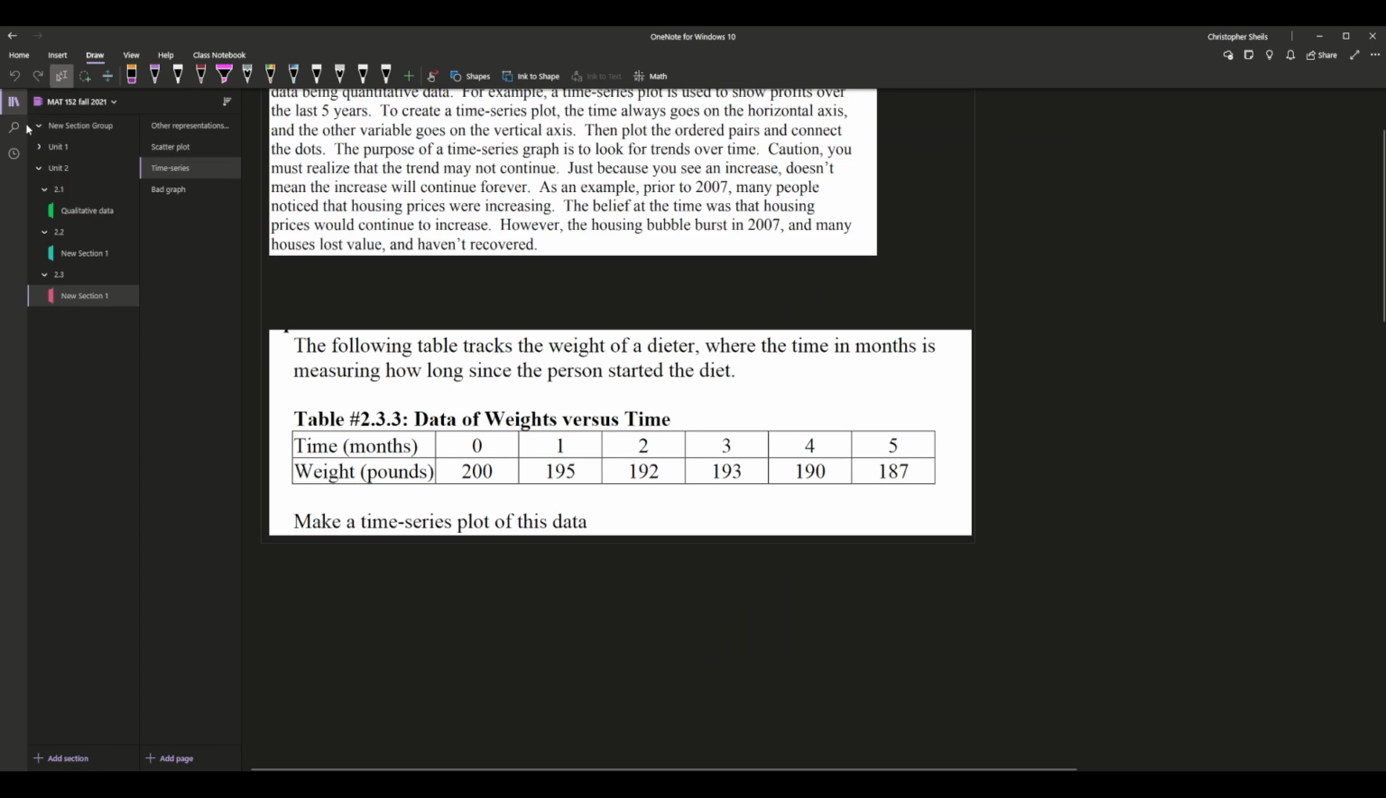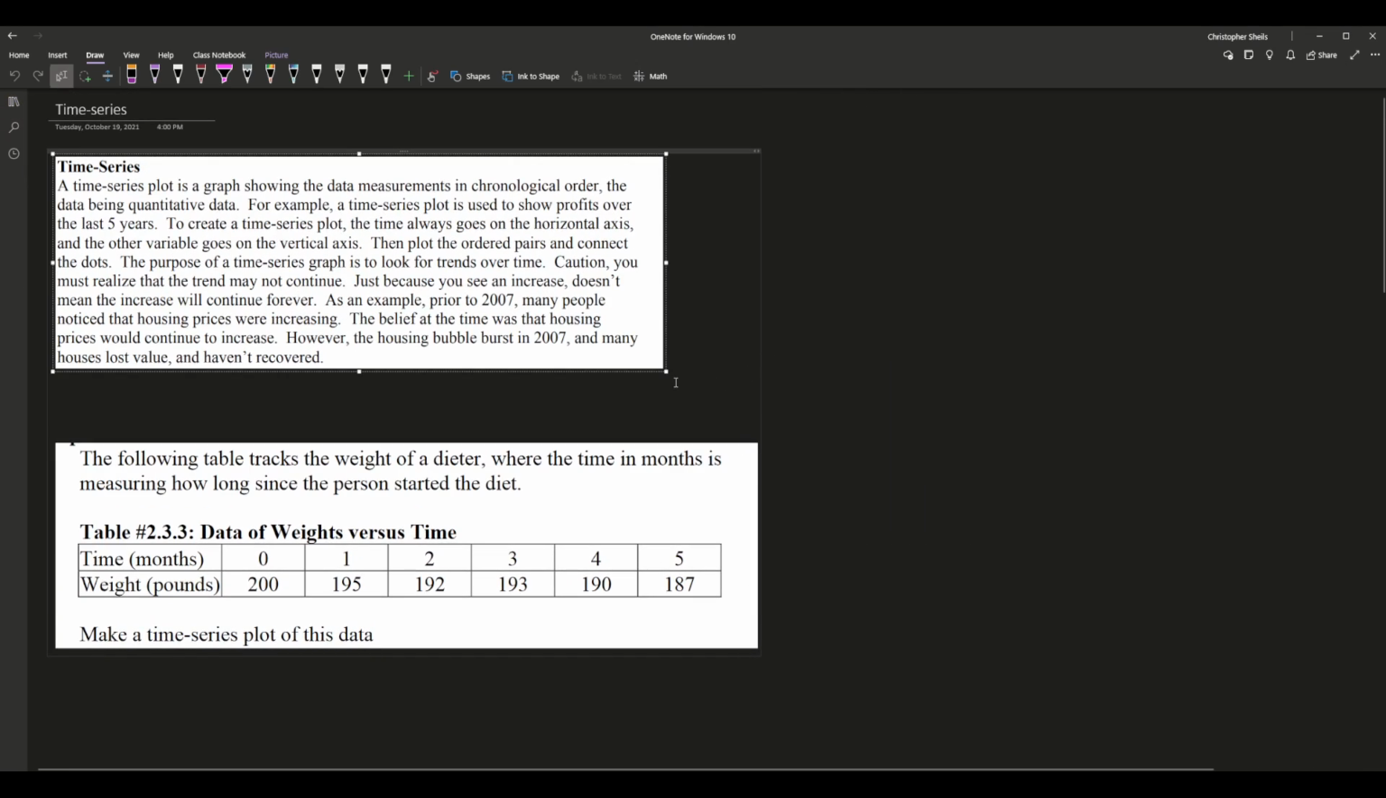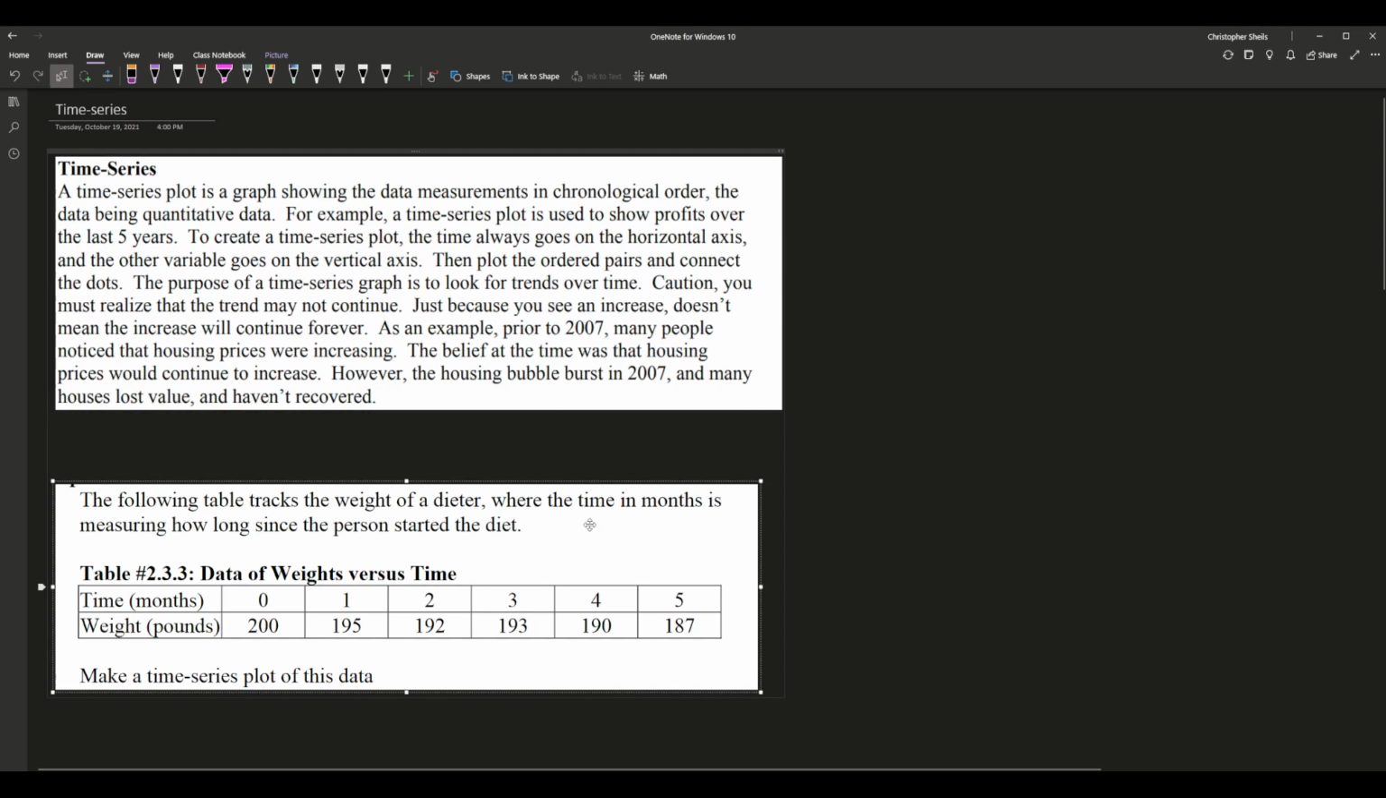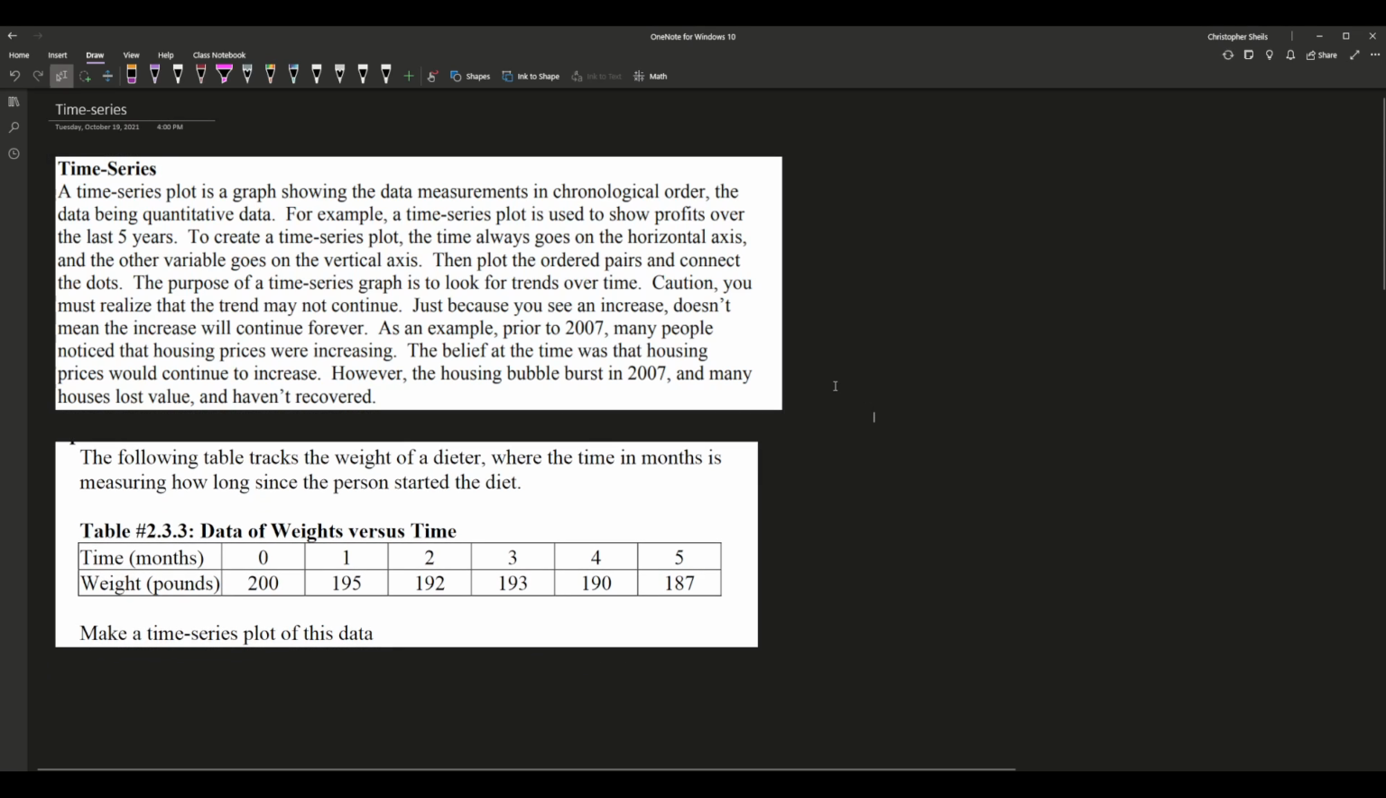And the last type of plot that we're going to look at here are time series plots. A time series plot is a graph showing the data measurements in chronological order, the data being quantitative data. For example, a time series plot is used to show profits over the last 5 years. To create a time series plot, the time always goes on the horizontal axis, and the other variable goes on the vertical axis. Then, plot the ordered pairs and connect the dots. The purpose of a time series graph is to look for trends over time.